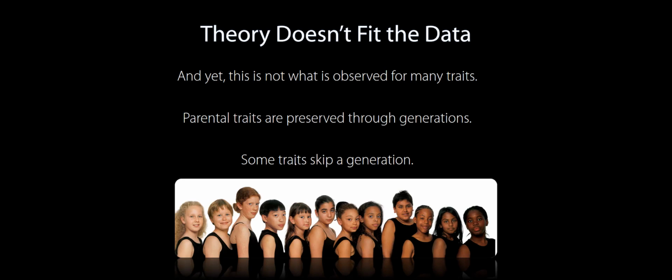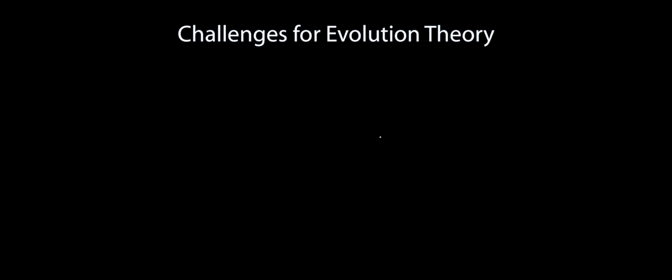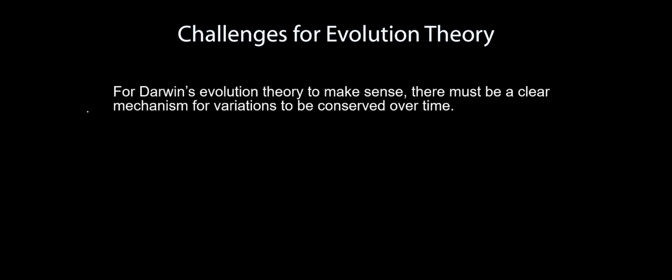And we even see that some traits skip a generation, right? So think of things like male pattern baldness: your mom's dad, your grandpa on your mom's side, if he was bald and you're a male, there's a chance that you'll be bald. Okay, now the problem was that blending was a big challenge for evolution theory.